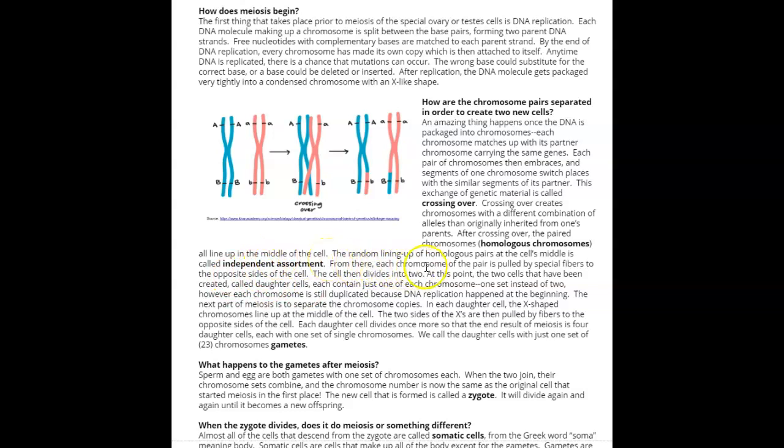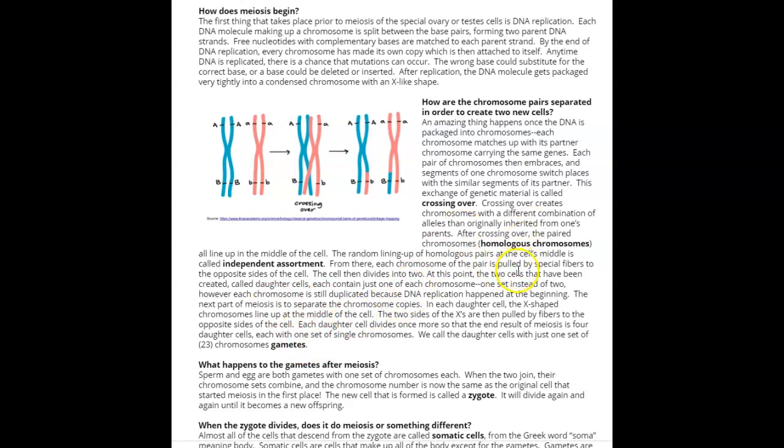From there, each chromosome of the pair is pulled by special fibers to the opposite sides of the cell. The cell then divides into two. At this point, the two cells that have been created, called daughter cells, each contain just one of each chromosome, one set instead of two. However, each chromosome is still duplicated because DNA replication happened at the beginning. The next part of meiosis is to separate the chromosome copies.